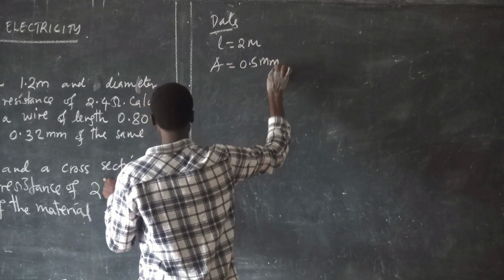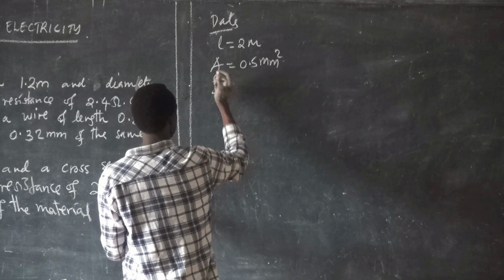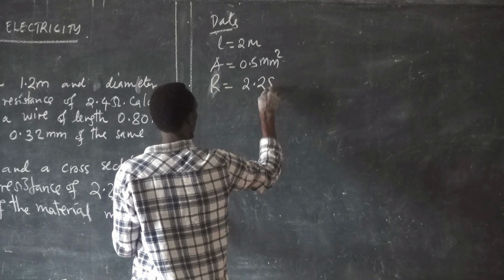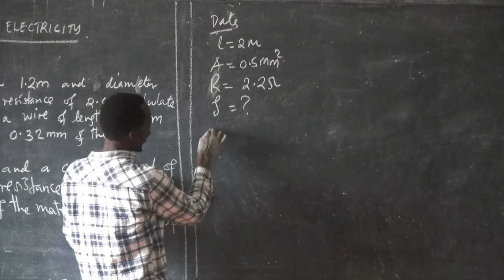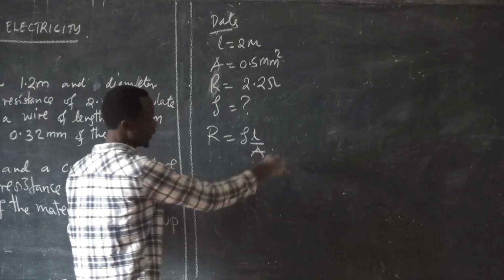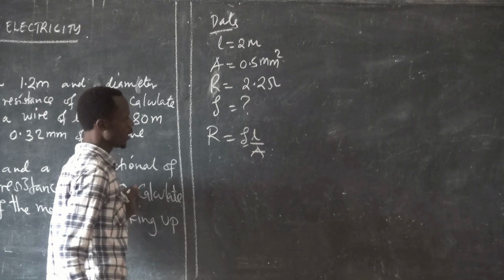0.5 millimeter square. The resistance of the wire is equal to 2.2 ohm. The question is: calculate the resistivity of the wire. From resistance of the wire is equal to resistivity times length over area, make this the subject of the formula.